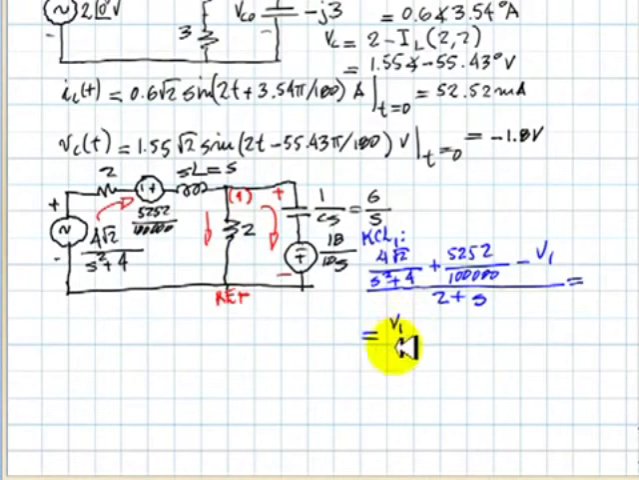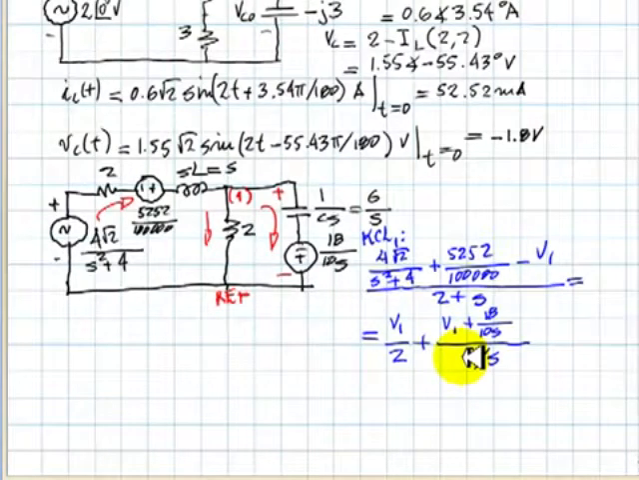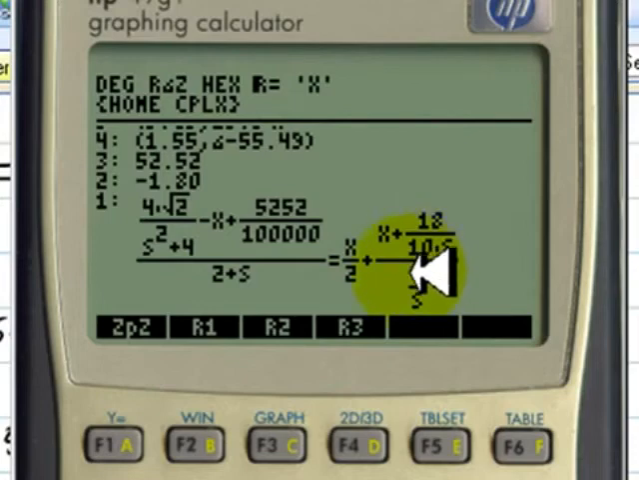V1 over 2 plus the current in the capacitor, which is V1 plus the source divided by the impedance. So let's write V1 plus the source divided by the impedance, which is 6 over S. And that is the equation we're going to enter in the calculator. That is the equation. I'm using the letter X instead of V1 because it's easier to type. Let's solve it.